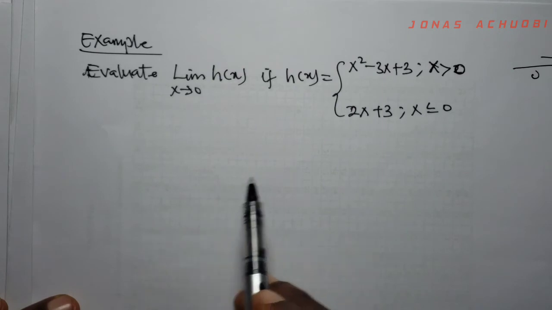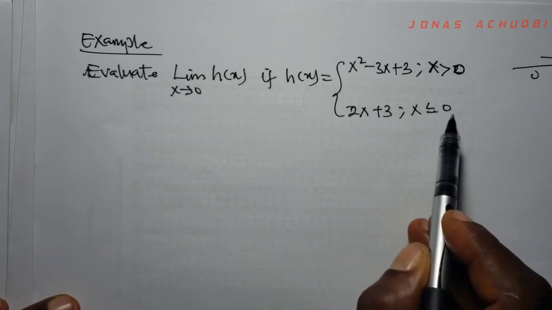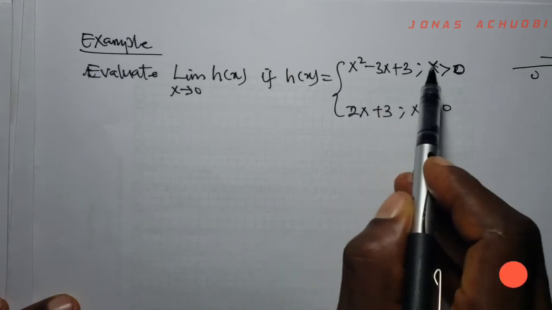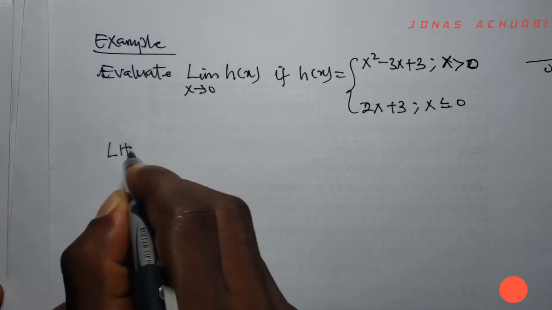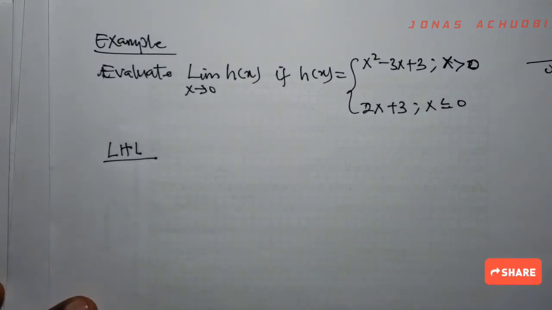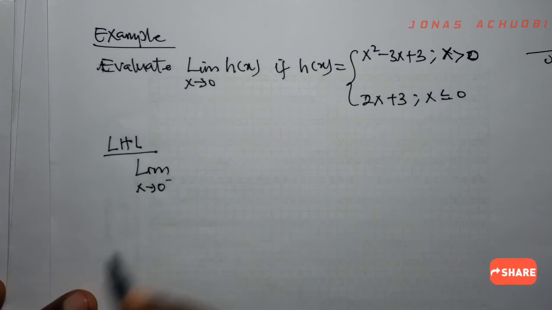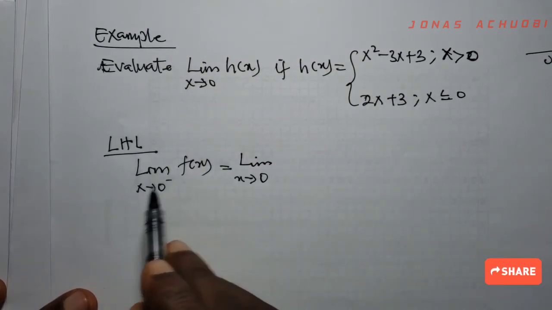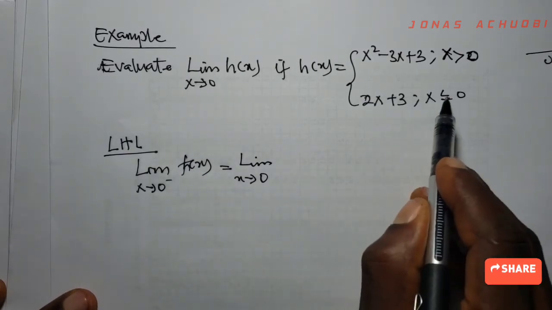So when we want to evaluate the left hand limit, we use the function 2x plus 3 because at that point x is less than 0. And to evaluate the right hand limit, we use the function x squared minus 3x plus 3 because at this point x is greater than 0. So let's proceed. This time we'll take the left hand limit first, LHL, I call it left hand limit. So we want to look at the limit as x tends to 0 from the left of the function h of x. And this means the limit as x tends to 0. Now on the left, h of x is defined as what? We said x less than 0.